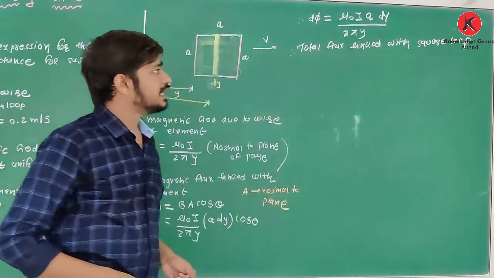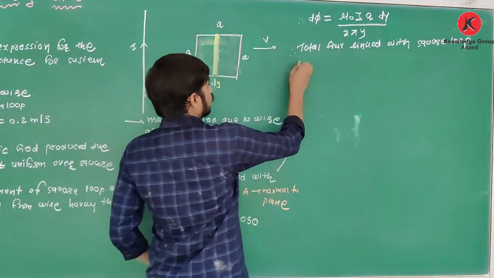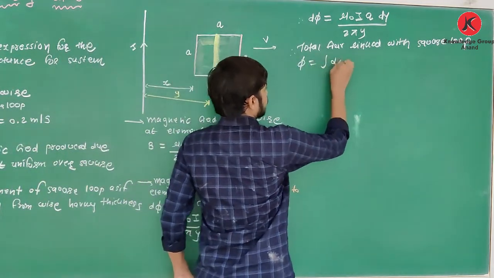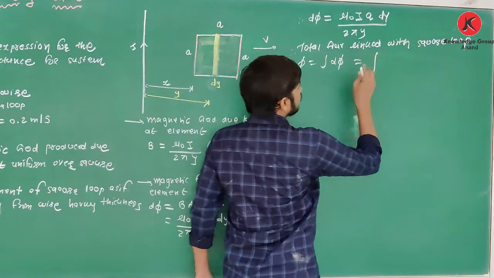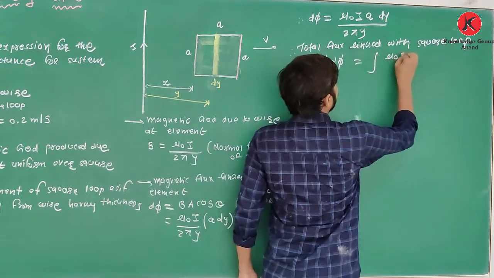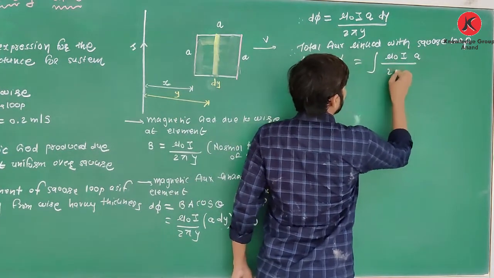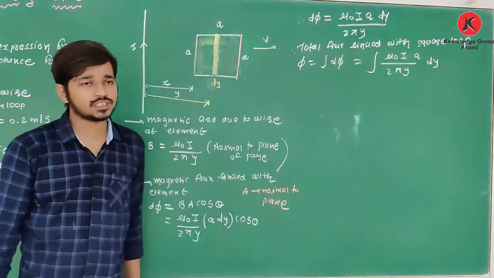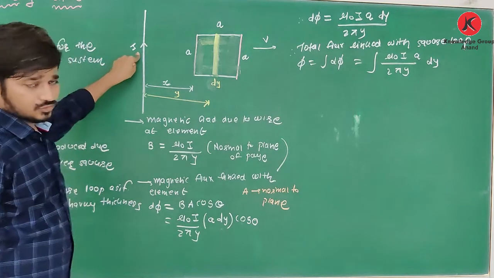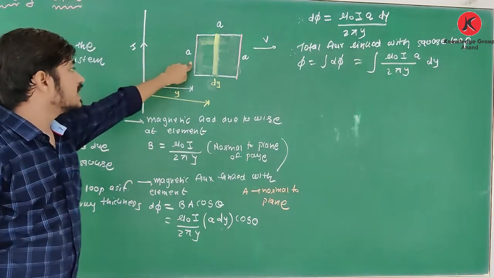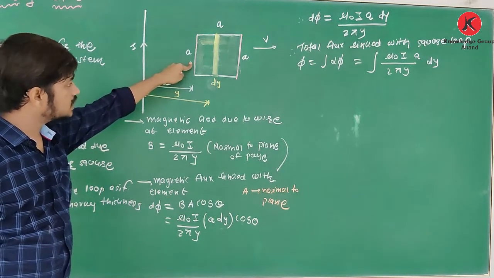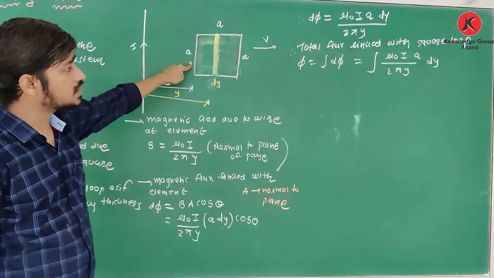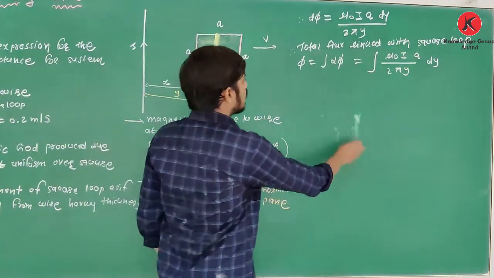Total flux linked with the square loop: phi is equal to the integration of d phi, which is the integration of mu 0 I A upon 2 pi y dy. Mu 0 is constant, the current flowing in this straight wire is constant, A, the length of this square loop, is also constant, and 2 pi is constant. So how to write this?